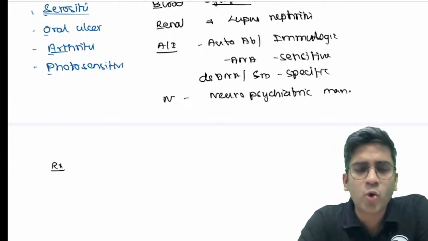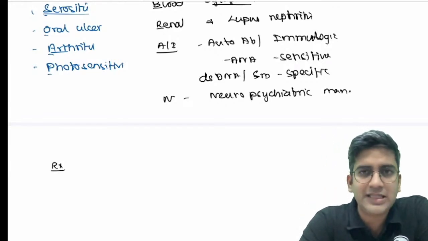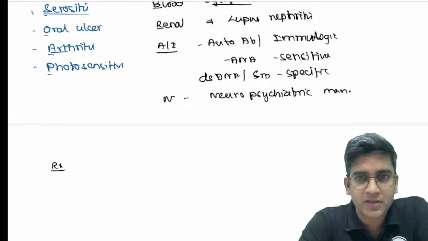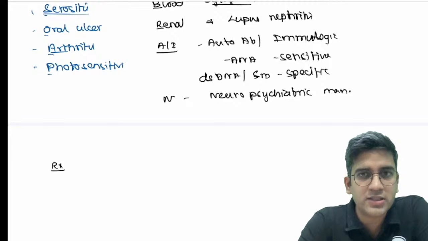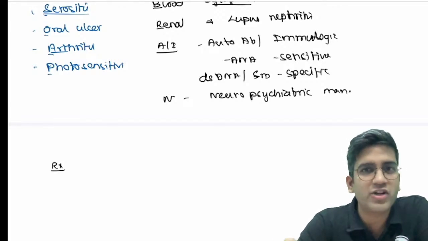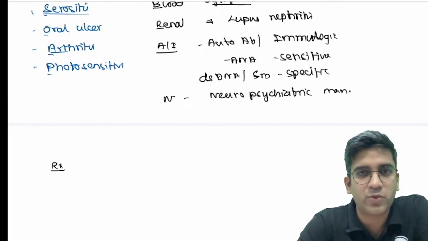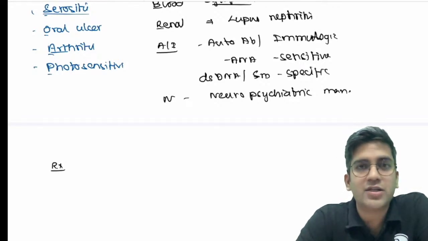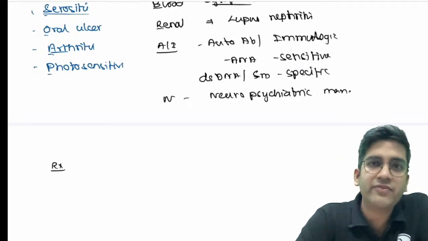Anti-Smith will have more of a homogeneous pattern. If I remember exactly, speckled pattern is primarily for your SSA, SSB, Sjogren's, fine. Sorry, anti-Smith also has a speckled pattern, homogeneous for your double stranded DNA, right? And also envelope proteins, fine. So pattern of immunofluorescence is not diagnostic. Only the clinical feature is diagnostic.